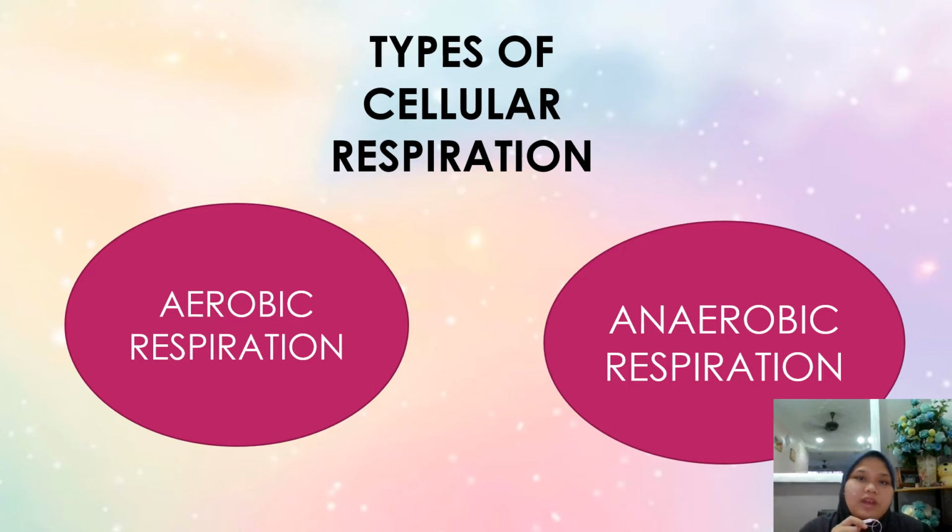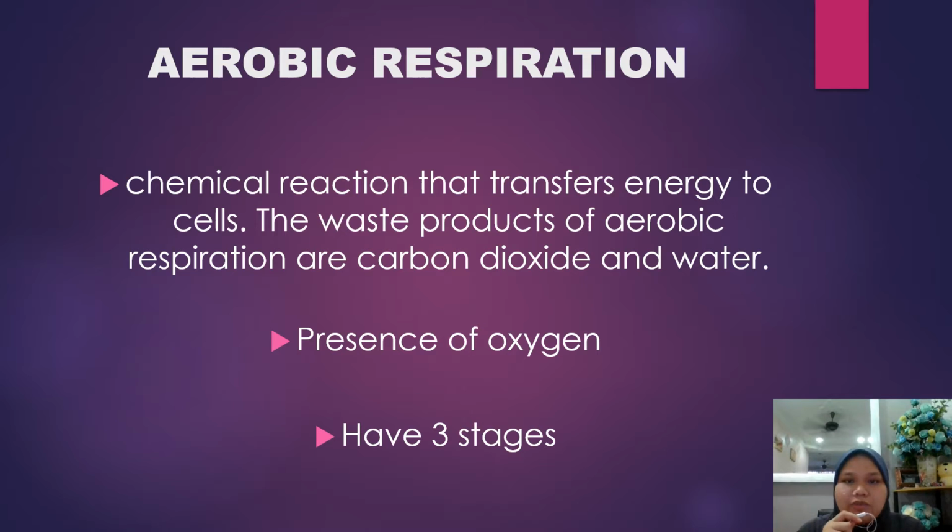In general, there are two types of cellular respiration, which are aerobic respiration and anaerobic respiration. The simple thing to remember is that aerobic respiration is respiration with the presence of oxygen, but anaerobic respiration is respiration that occurs with the absence of oxygen. We need to bear in mind these two things: aerobic is presence of oxygen, while anaerobic is absence of oxygen. Let's go through one by one.